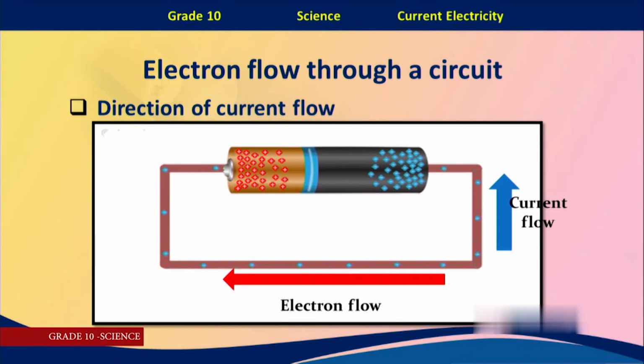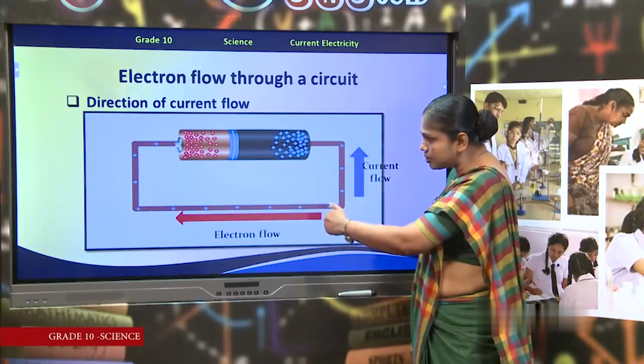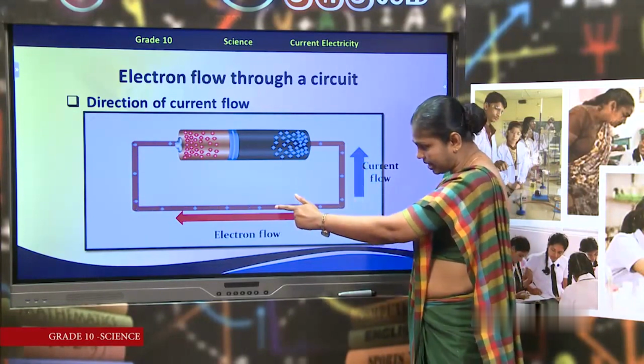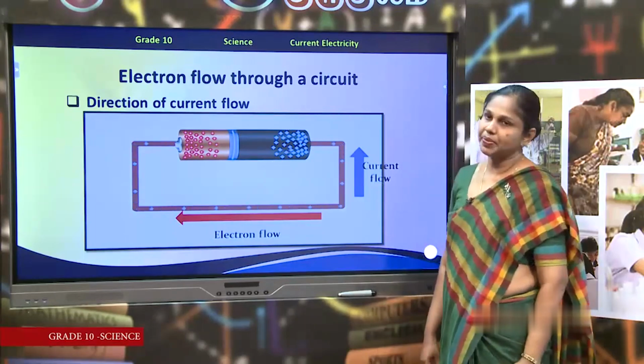This results in the flow of electric current from the positive terminal to the negative terminal. Normally, electrons flow from the negative terminal to the positive terminal like this, and then we say the conventional current flows from the positive terminal to the negative terminal. Now you can see here electrons flow in this direction and the current flows in the opposite direction.